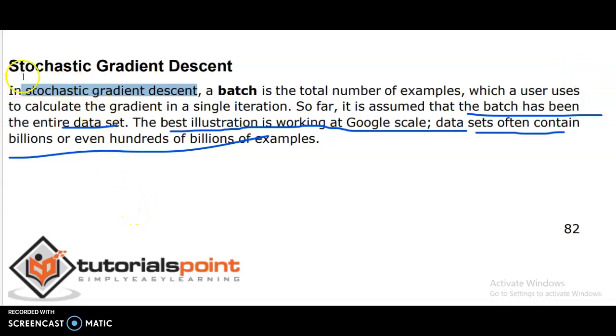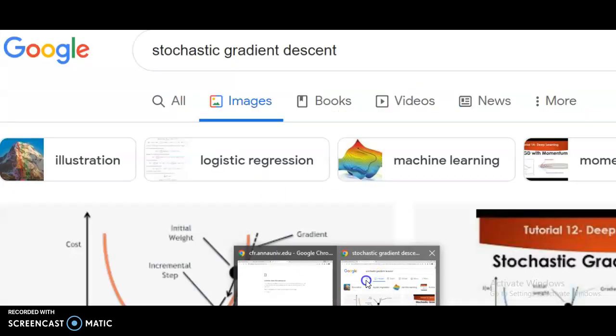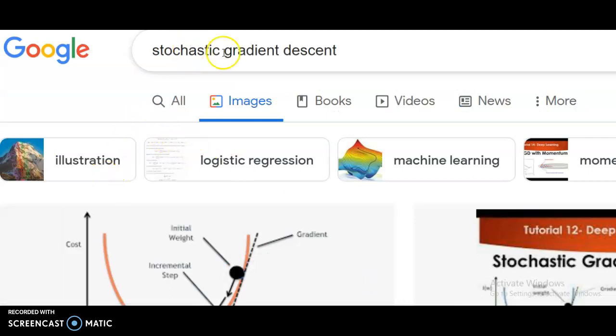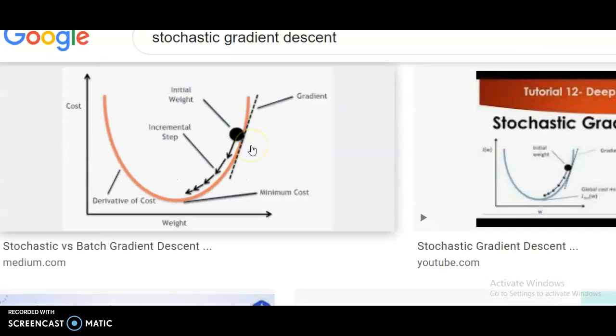TensorFlow. Stochastic gradient descent. Now we'll check that Google example. Stochastic gradient descent.